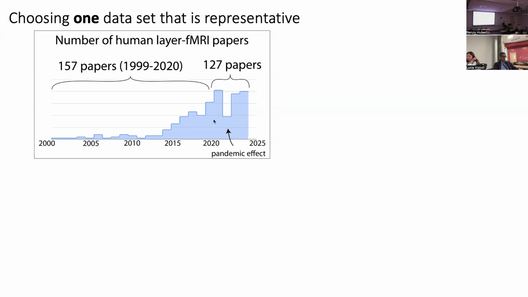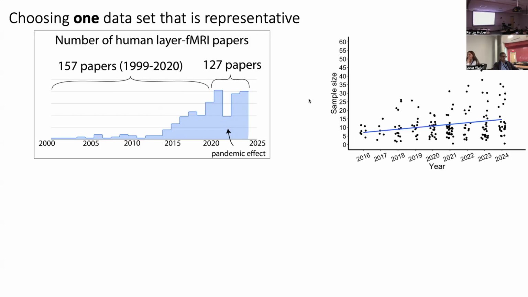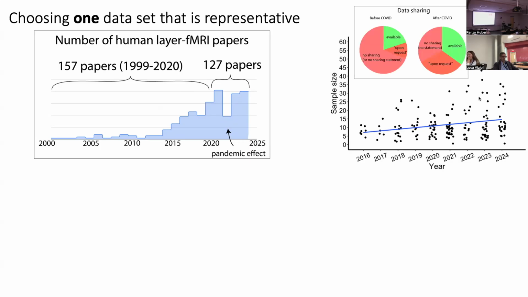We looked at the history of layer-fMRI papers, and I would like to divide that into two sub-periods: the period before COVID and after COVID, which have almost the same number of papers. Across history, we see that the sample size, N, is increasing, as John mentioned, but also the fraction of studies that make the data publicly available is increasing. This puts some pressure on which data set we want to use for such a workshop, because you cannot manually segment the entire brain for, what do we have, like 60 participants, right?